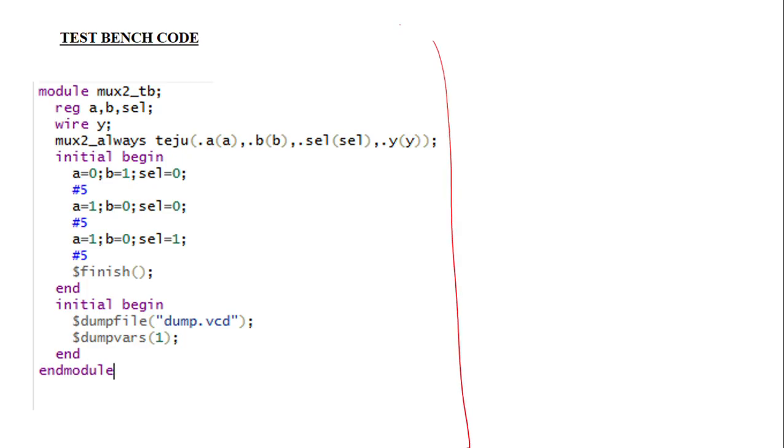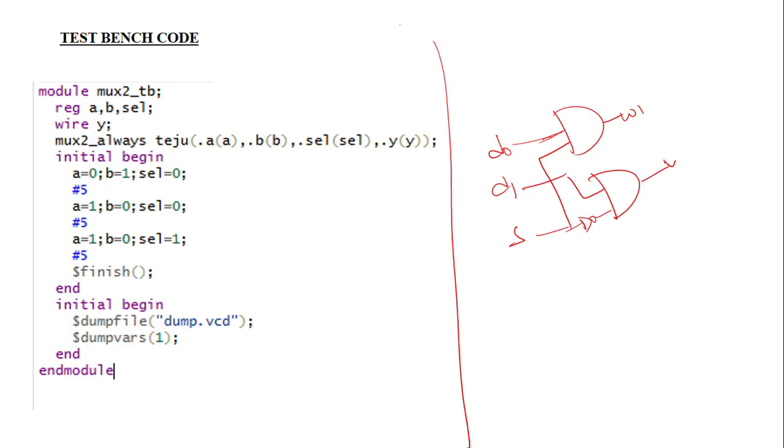Wait, let me draw it here. Try to understand the diagram. D0 and D1 are the inputs, and there is one select line. First I draw the gate level block diagram, the schematic diagram, then it is easy for you to write the code. I take a two input AND gate. The select line goes to it along with D0, and W1 will be our output. Again, S0 goes through a NOT operation, and these are the inputs to the other AND gate, giving W2. Now these values go through an OR operation, and finally you get the output.